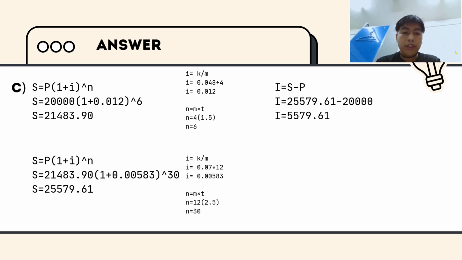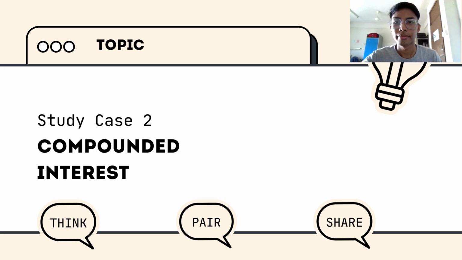25,579.61. To find the interest, we will use the formula I equals S minus P. I equals 25,579.61 minus 20,000. The answer is 5,579.61.